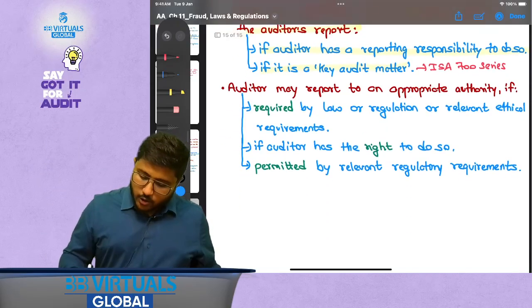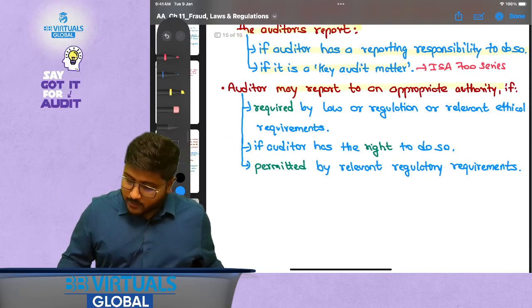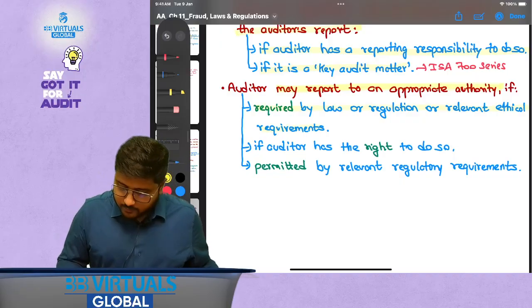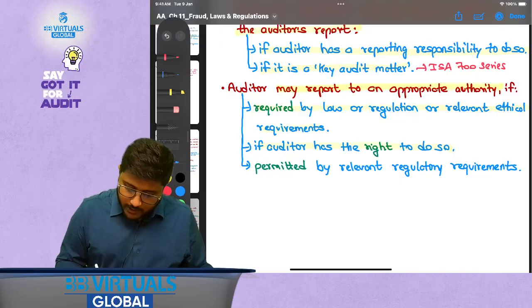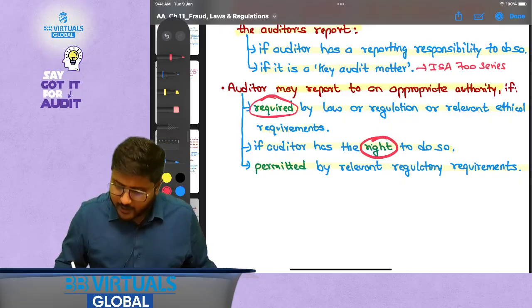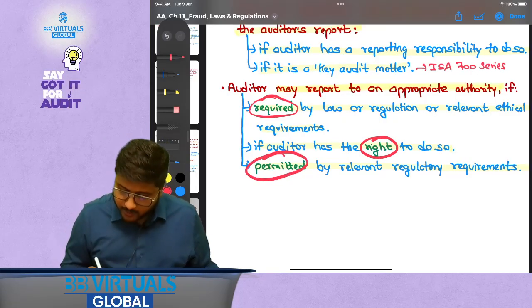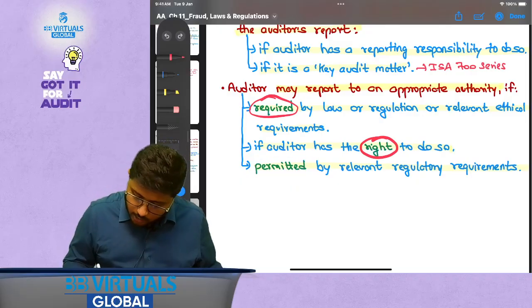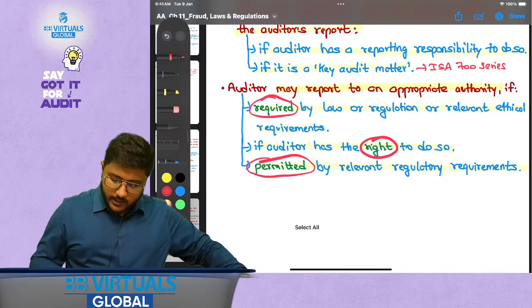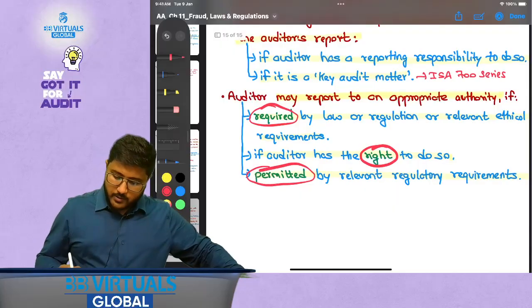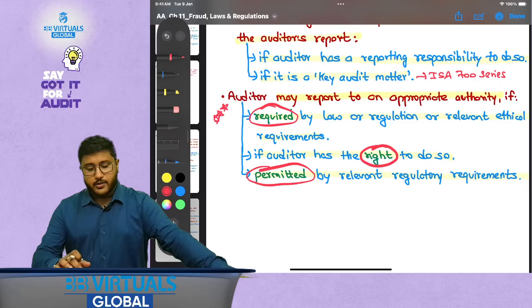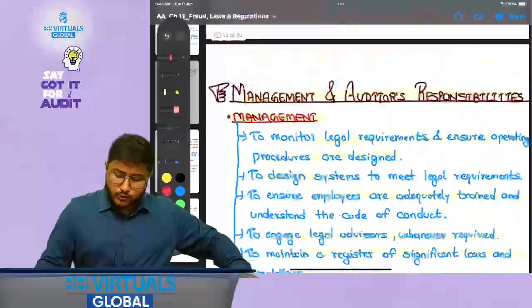Now, the auditor may report to an appropriate authority if required by law or regulation or relevant ethical requirements, if the auditor has a right to do so, and if permitted by relevant laws and regulations. If required, that is mandatory. If right, that is they can and nobody could stop them. And if permitted, that is laws and regulations have not stopped them. With this, we have completed the revision of ISA 240 and ISA 250.